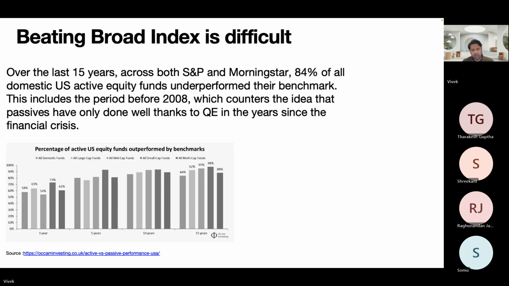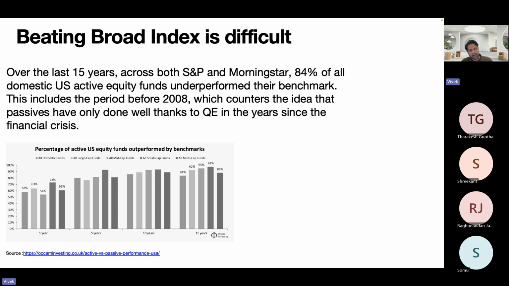But before we go into selecting mutual funds and talking about which mutual funds to select, one of the things that I've been a big proponent of is, why select mutual funds? You can just basically do index investing, invest in Nifty 50, Nifty 150, Nifty 250, and just continue with your life as is.